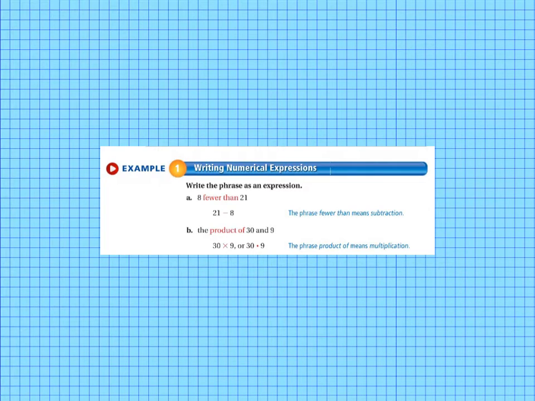So the phrase 8 fewer than 21 does mean subtraction, but subtraction is a funny thing, and sometimes you have to turn the numbers around. So it's 21 minus 8. So be careful with that one. And be careful whenever you have subtraction or division that you get things in the correct order.